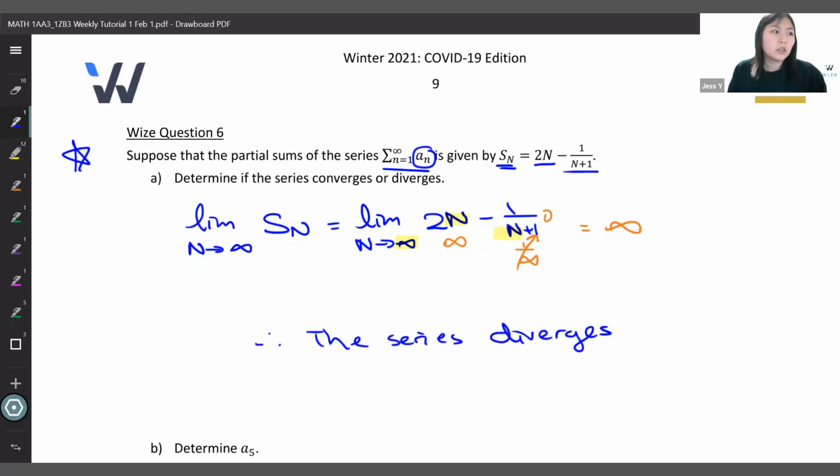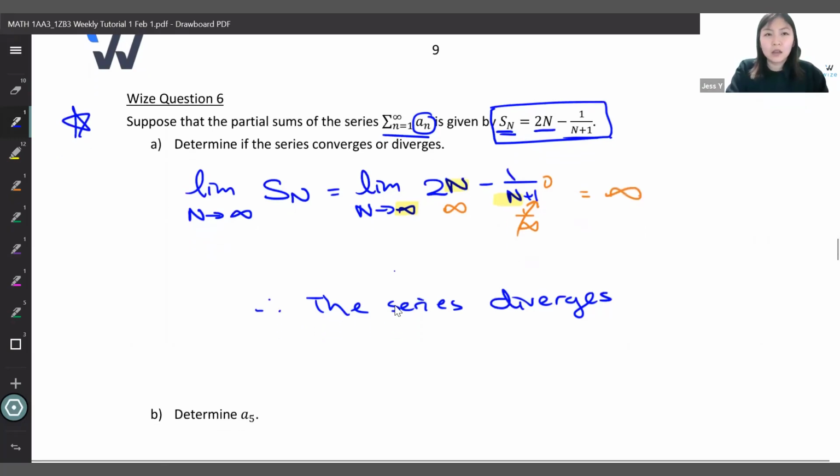Okay. So when it comes to looking at whether a series converges or diverges, if you're given a formula for the partial sums, it's quite easy. It's the same thing as sequence convergence. You're just finding the limit of Sn. Obviously, it gets harder later when they don't give you the formula, but we'll look at that.